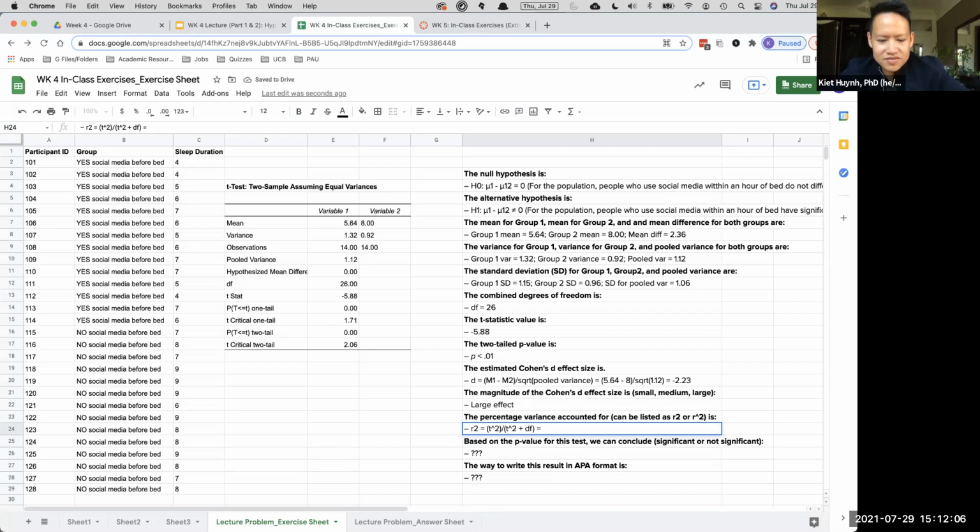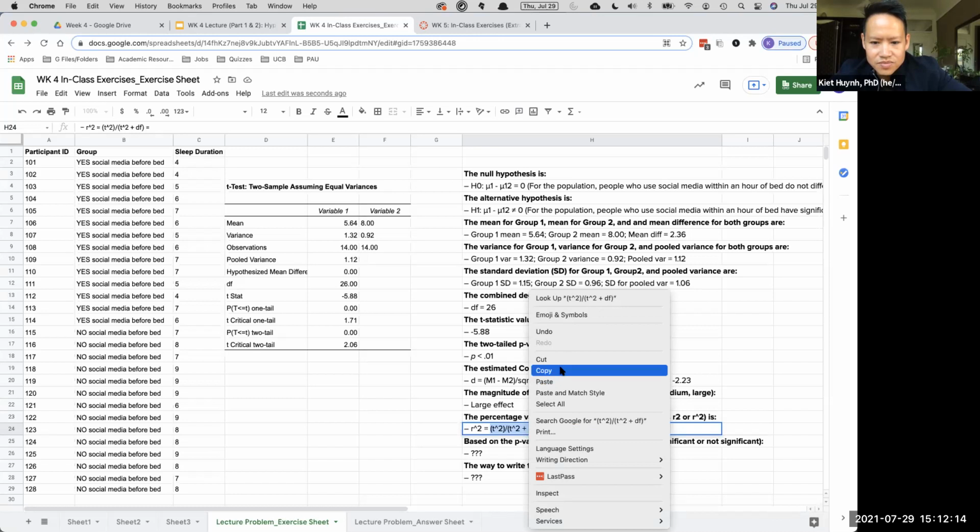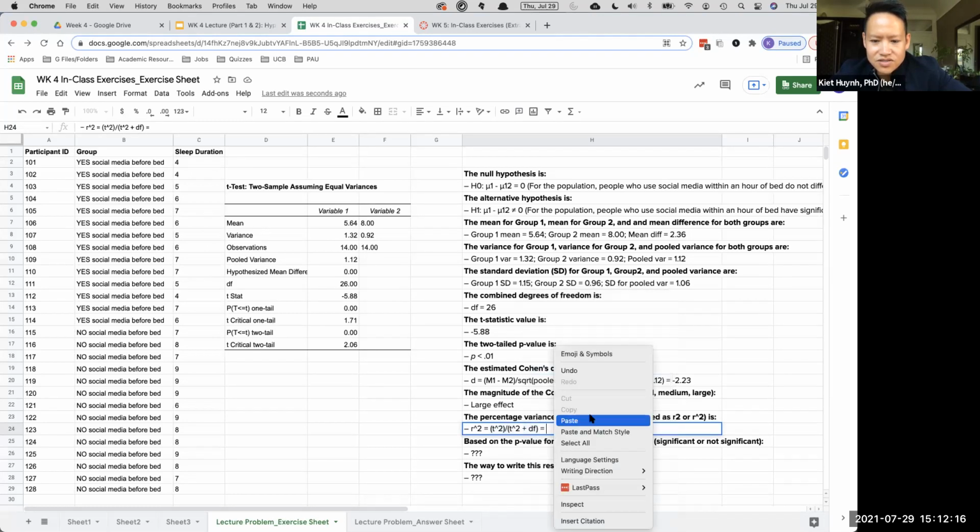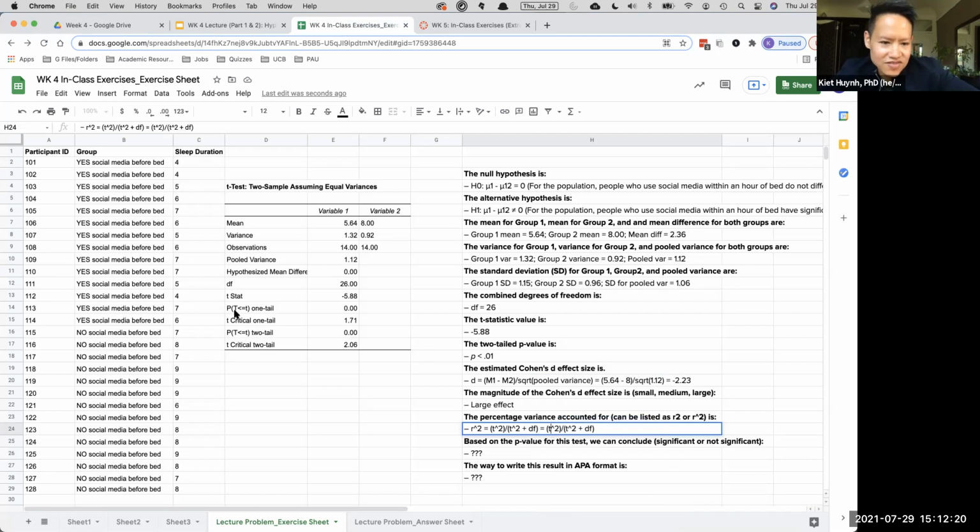Oh, this formatting got messed up. This should say R squared, not R hat. Okay, remember, just copy and paste this over again. Copy, paste this to the right side so you can start filling in the values. T, what's the T value? T value here is negative 5.88.